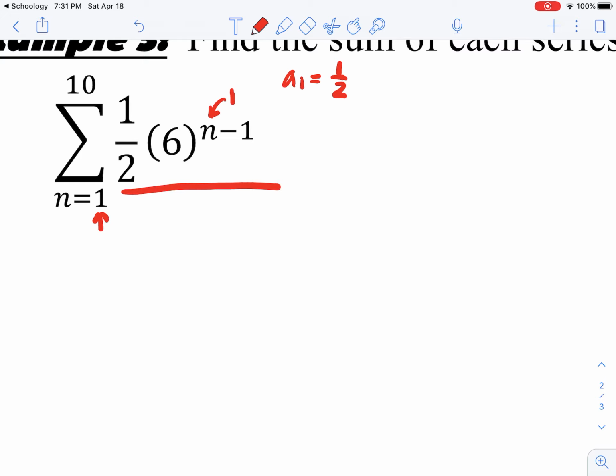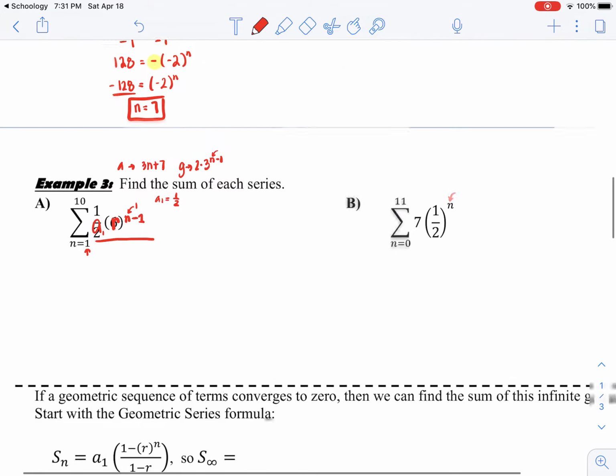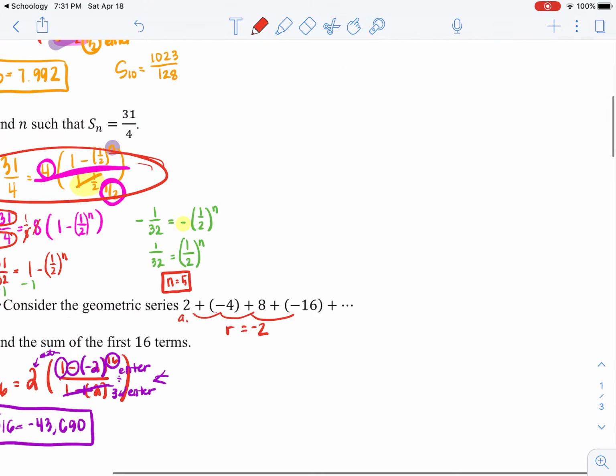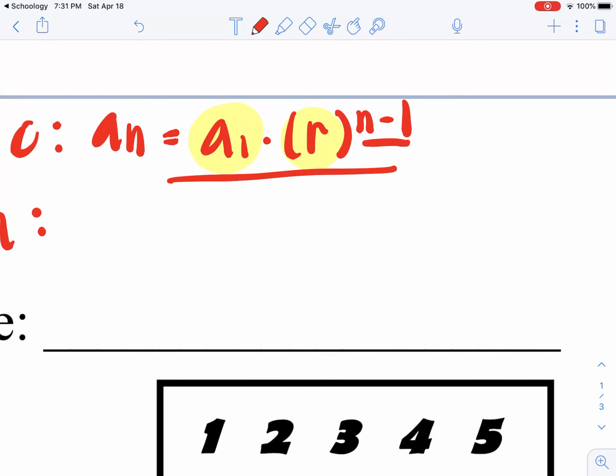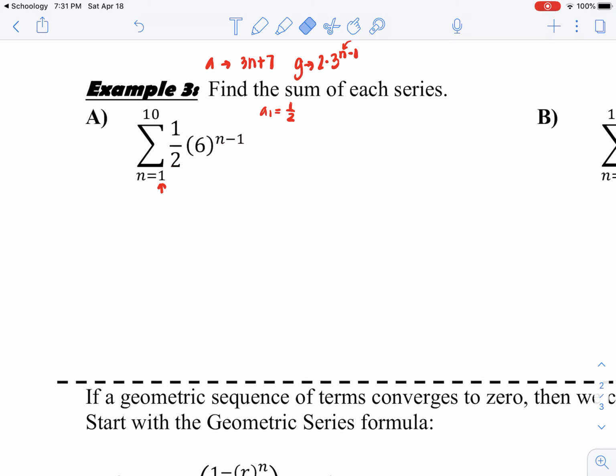Here's the little shortcut. This is written in the form a sub 1 times r to the n minus 1 power, right? That's our formula for geometric. So I could have just said, oh, that's the first term. Now, that only works if it is to the n minus 1 power right here. If it's n plus 2 or n minus 6 or just n, then this is not necessarily your first term. Let's go back to this and erase everything I just wrote over this.